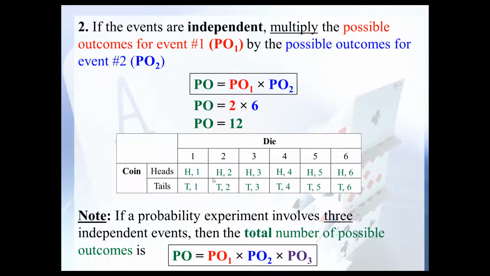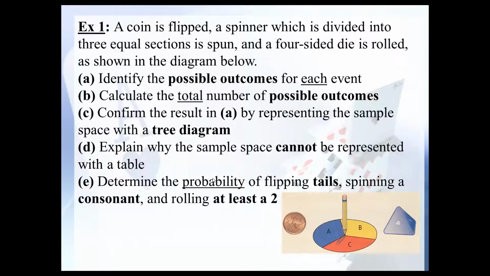And we're going to focus on this in our example problem, an experiment that has 3 possible outcomes to it. Okay, so a coin is flipped, a spinner is spun, and we can see the spinner at the bottom of the page here, and a four-sided die is rolled. So I actually have three things that I'm doing here. Okay, so it says, first of all, let's identify how many possible outcomes there are for every single individual event.